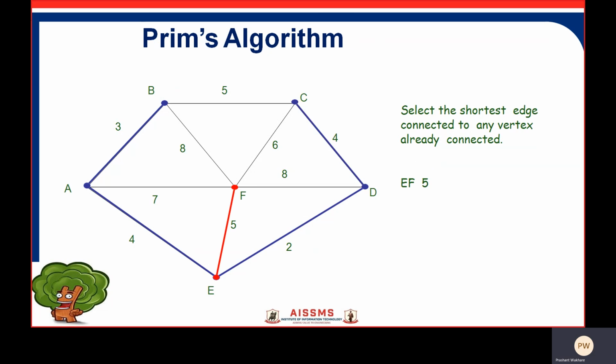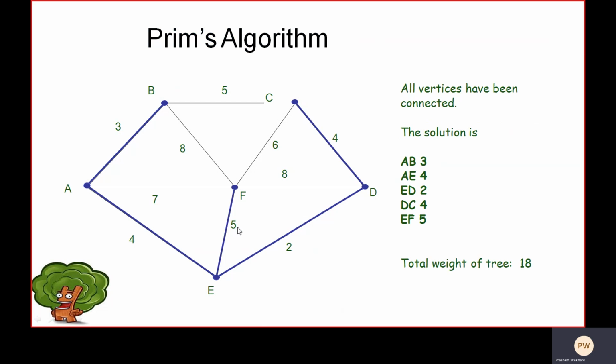In the next step, select the shortest edge connected to any vertex already connected, then we select E to F, this is the shortest, this is 5. And lastly, all vertices have been connected. Our aim is to visit every vertex. The solution is AB is 3, AE is 4, ED is 2, DC is 4, E to F is 5. The total weight of this tree is 18.